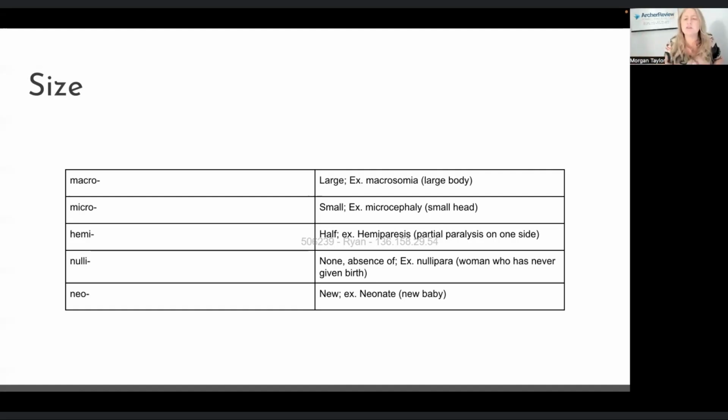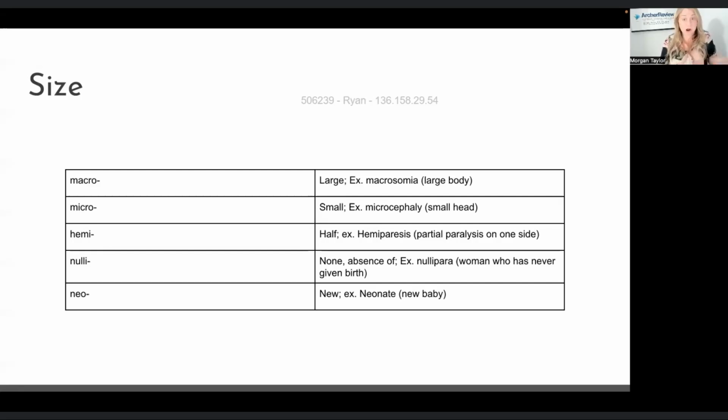Nulli means none or the absence of. So a nullipara, someone who has never given birth. Multi means multiple. A multipara, someone who has given multiple births. And neo means new, neonate, like a new baby.